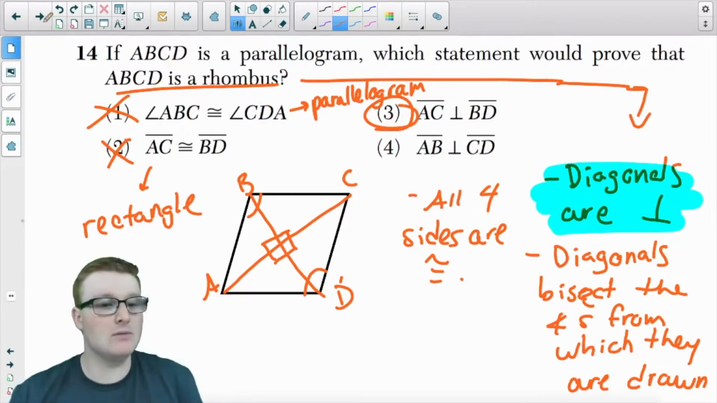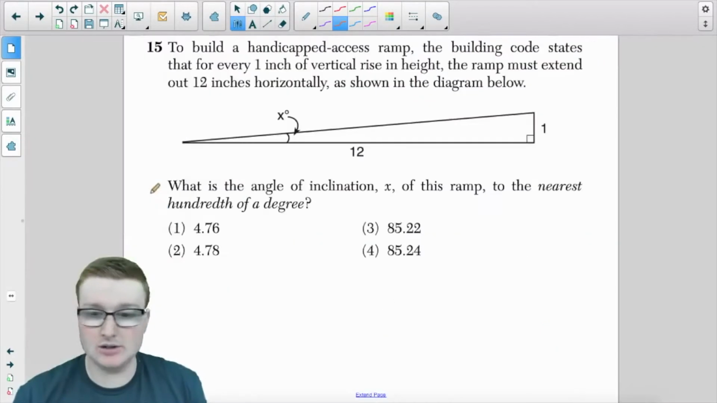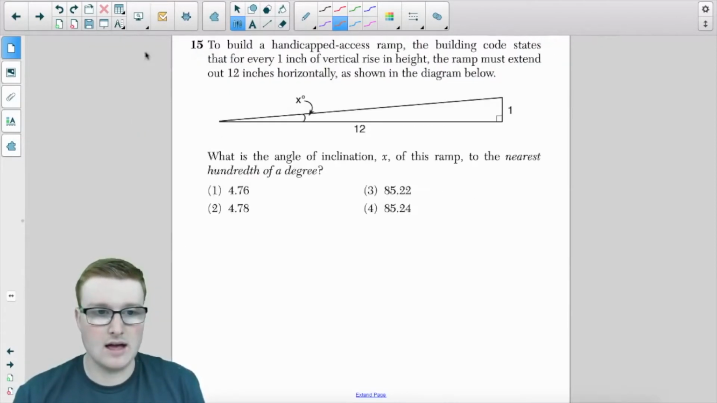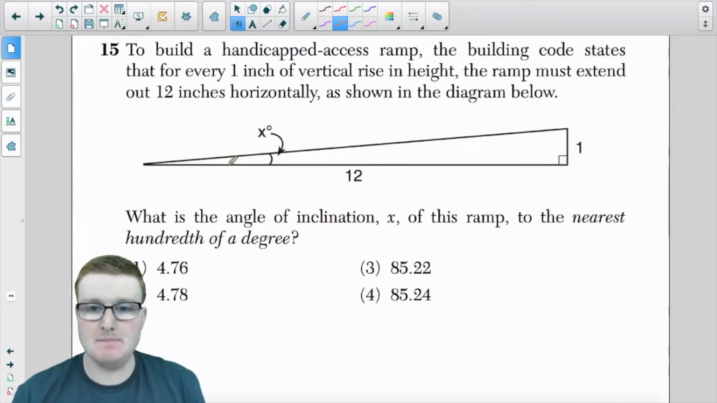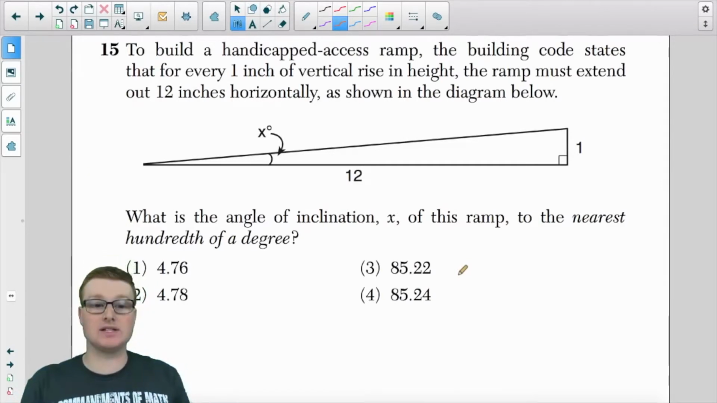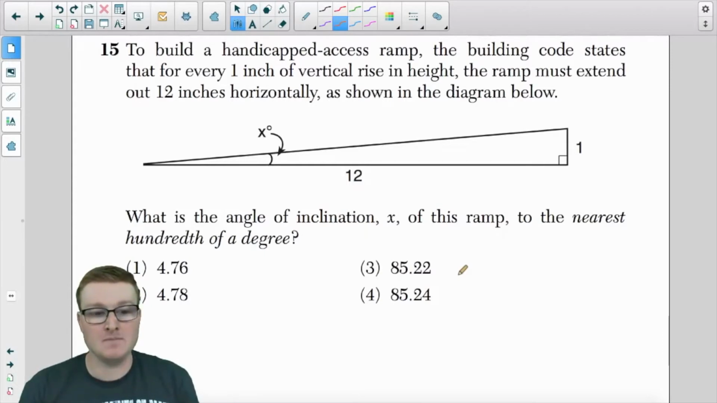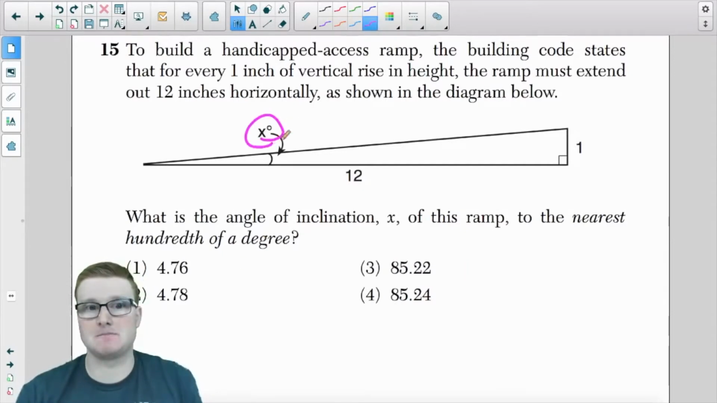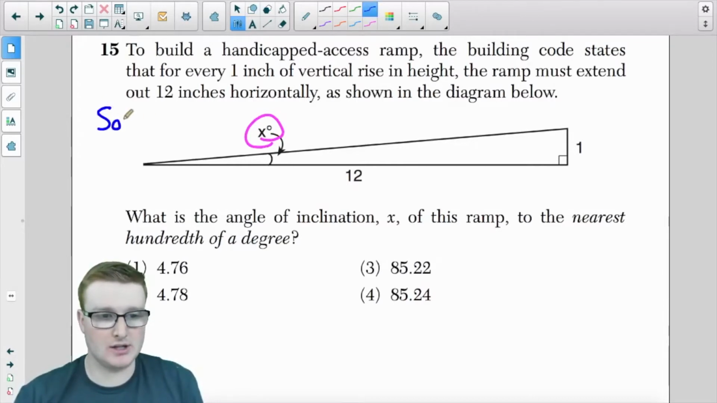All right, moving along. 15. Ooh, sweet. Triangle. To build a handicap access ramp, the building code states that for every 1 inch of vertical rise in the height, the ramp must extend out 12 inches horizontally as shown in the diagram below. What is the angle of inclination, x, of this ramp to the nearest hundredth of a degree? So, they're asking you to solve for this. This is a classic SOHCAHTOA question.